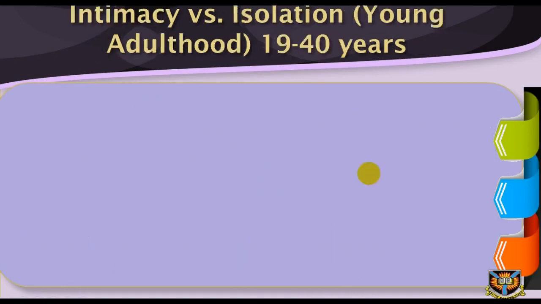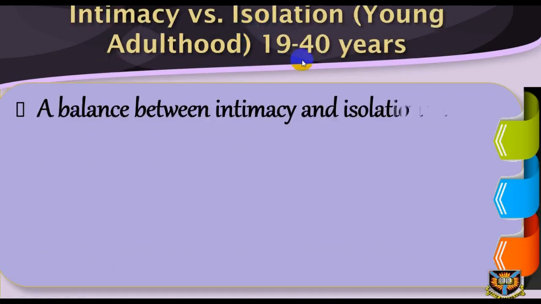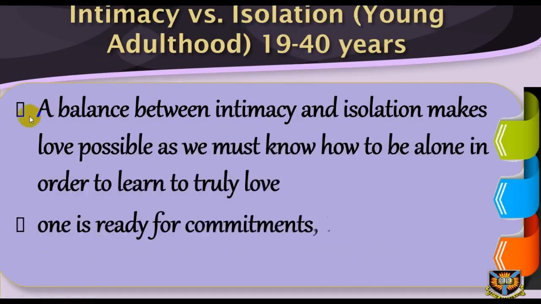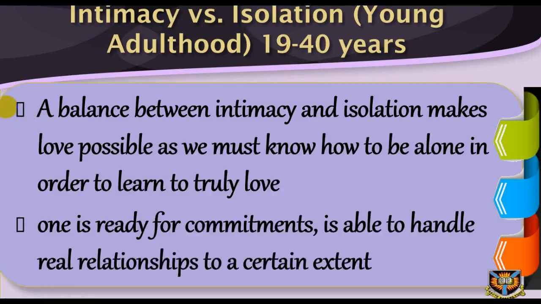Intimacy versus isolation, 19 to 40 years, young adulthood. According to Erikson, the young adult stage, intimacy versus isolation, is emphasized around the ages of 19 and 34. At the start of this stage, identity versus role confusion is coming to an end, and it still lingers at the foundation of the stage (Erikson, 1950). Young adults are still eager to blend their identities with friends. They want to fit in.